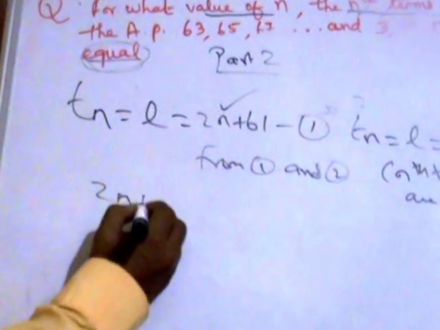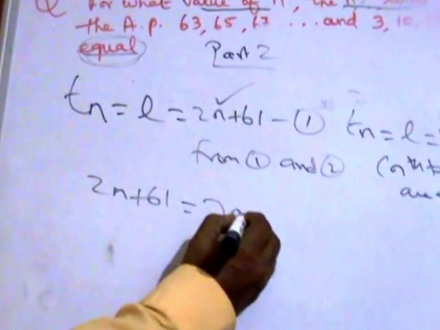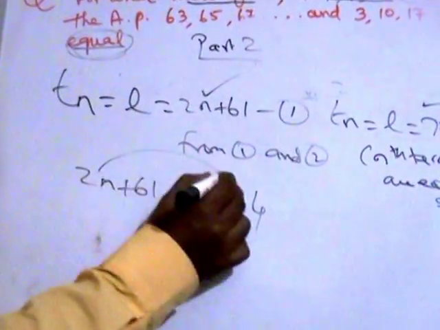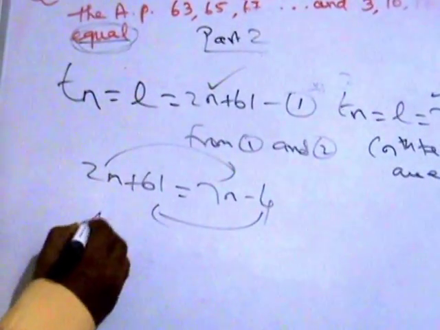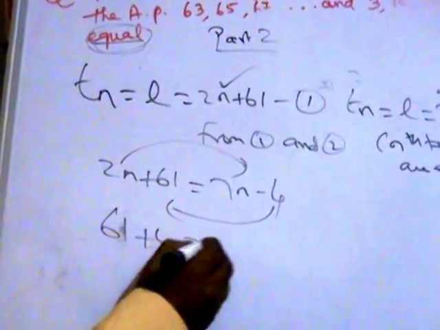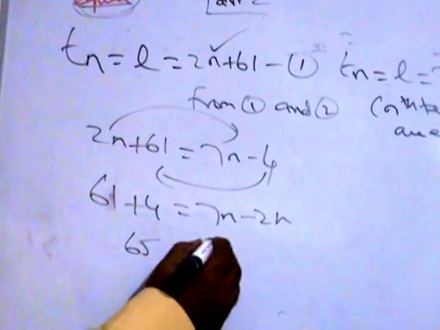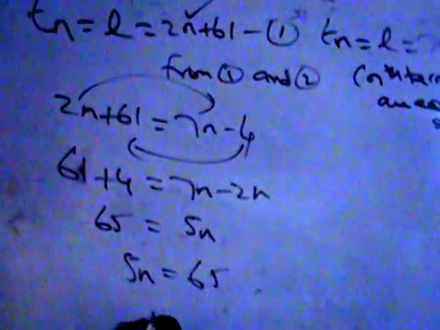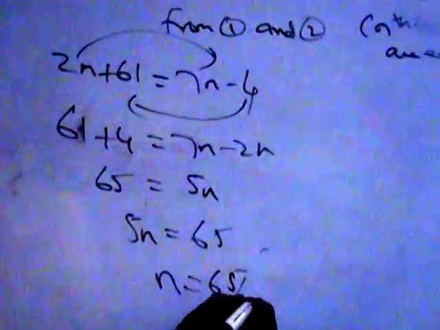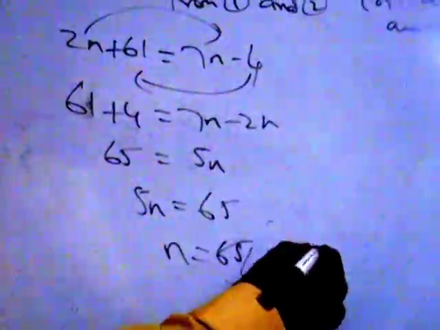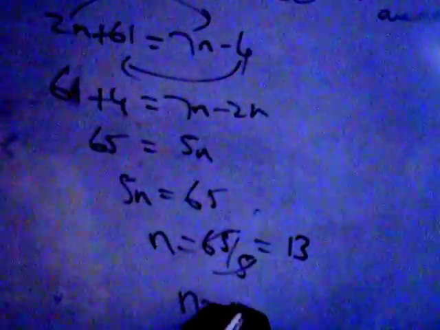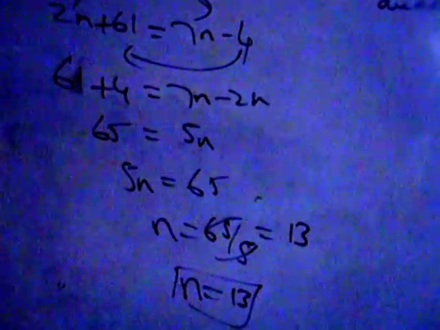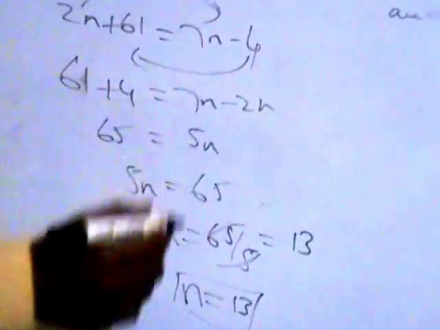You get 2n plus 61 equal to 7n minus 4. Take the n this side and 4 this side. 61 plus 4 equal to 7n minus 2n. 65 equal to 5n, or 5n equal to 65. n is equal to 65 by 5. n is equal to 13. You get the answer as 13. The question was find the value of n. This is the question, and that we got it here.